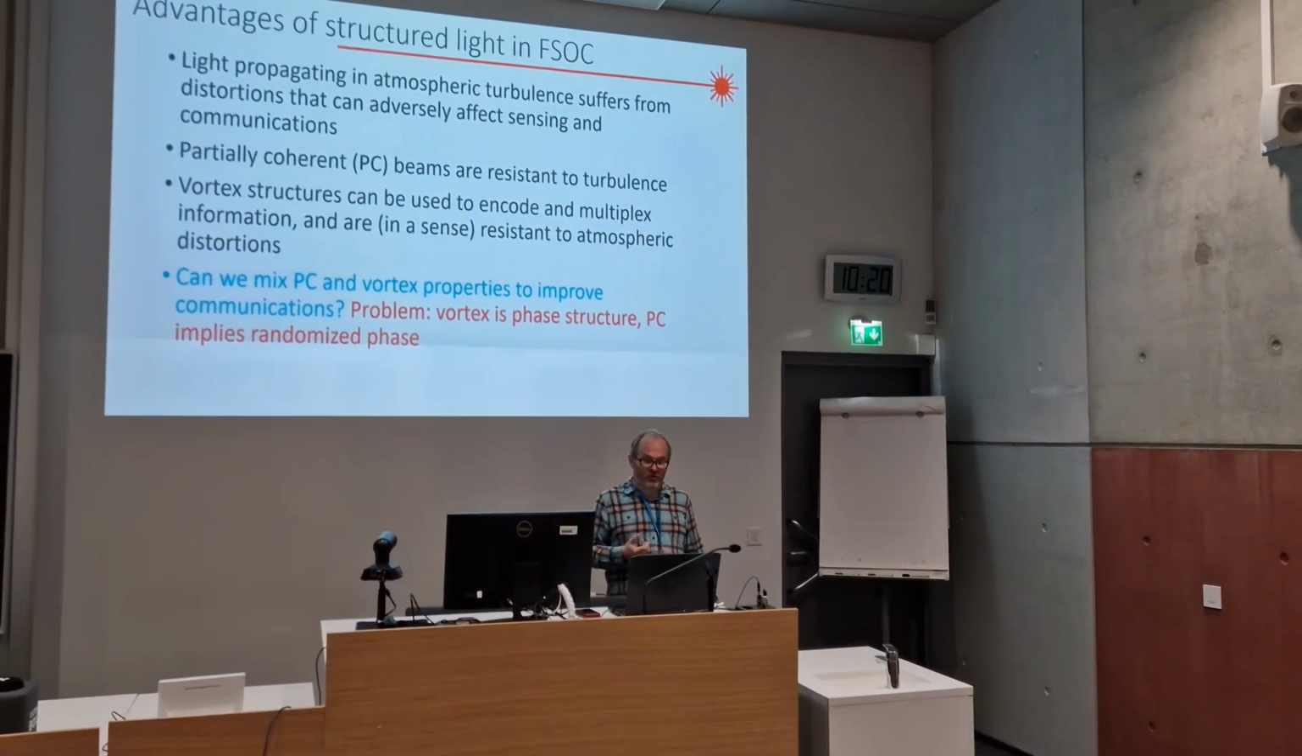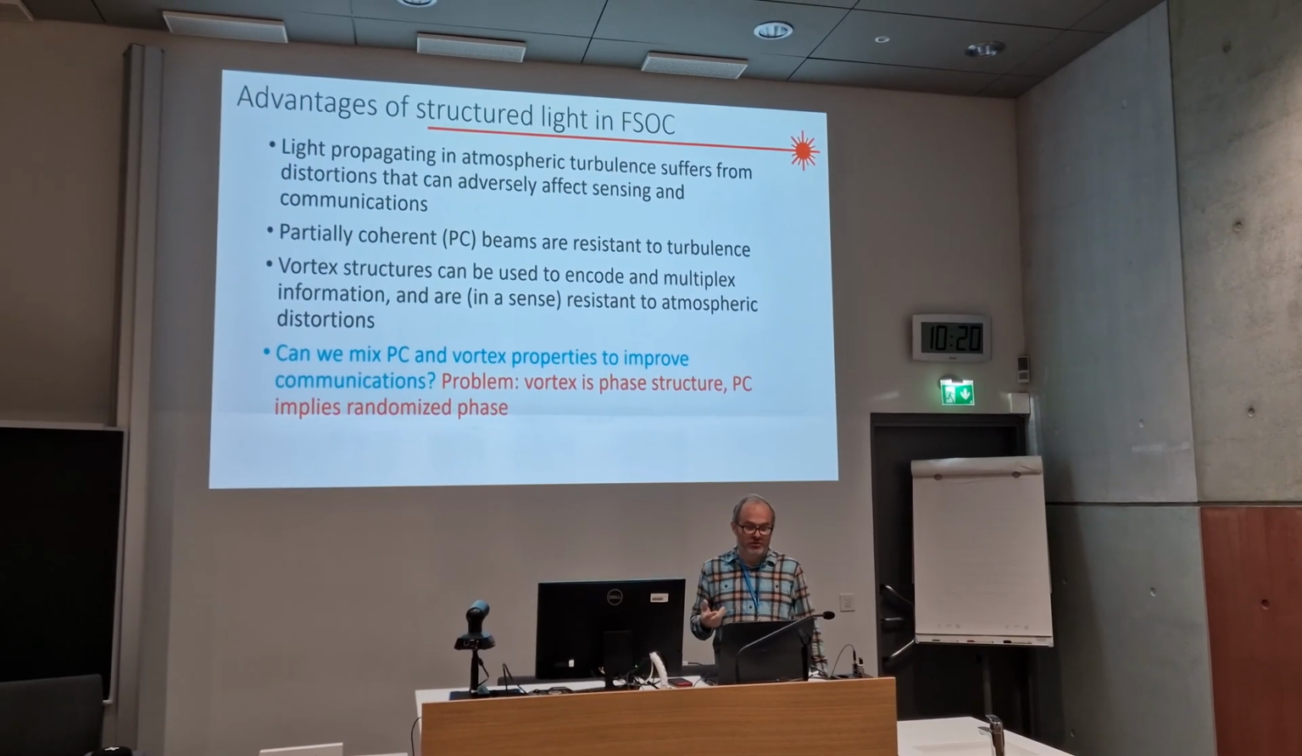Part of what I want to talk about, of course, is just overall the advantages of using some sort of structured light in free space optical communications. We know that light propagating in atmospheric turbulence suffers from distortions that can affect sensing and communications. Communications is what I'm always using as my kind of target objective to improve. We've seen over the years that partially coherent beams under the right circumstances can be resistant to turbulence. And on the flip side, we know that you can use vortex structures to encode and multiplex information, and that vortex structures are, in some sense, resistant to atmospheric distortions as well.